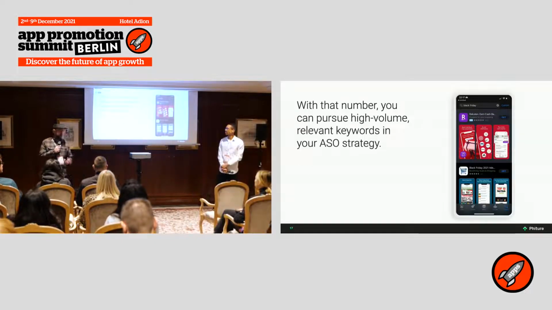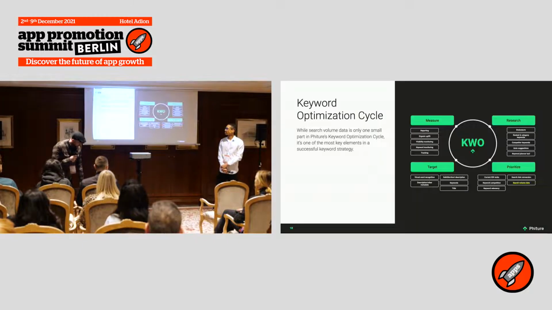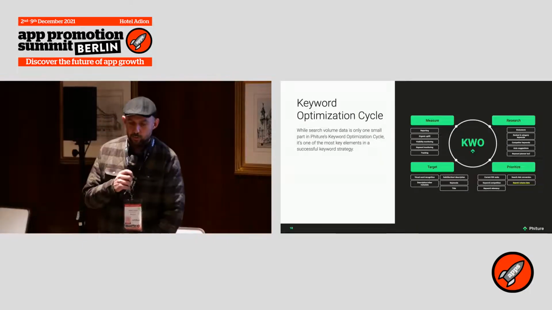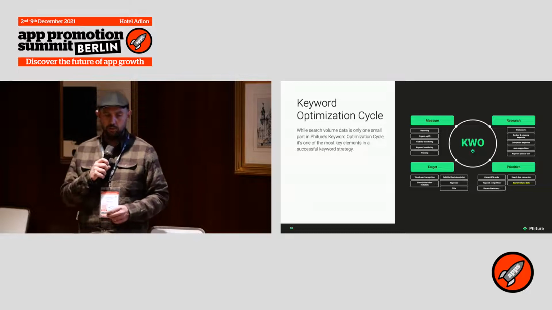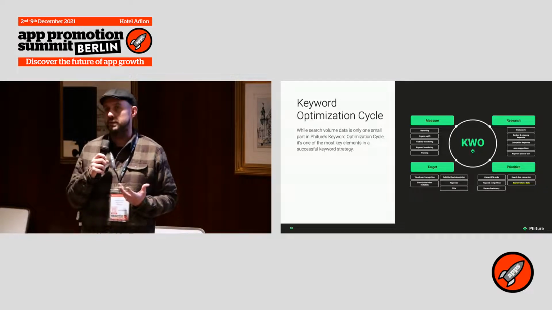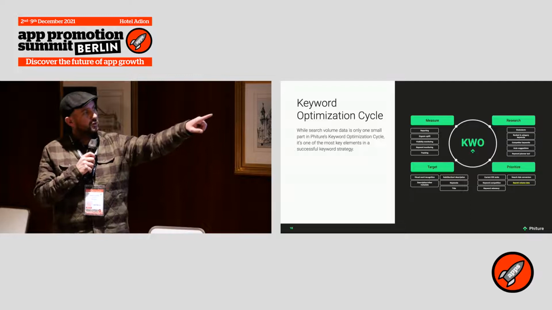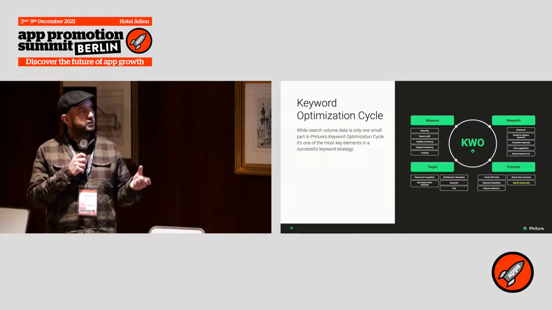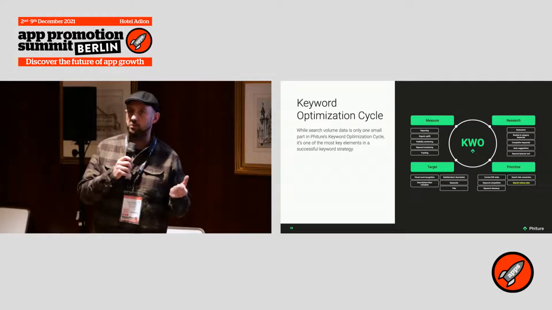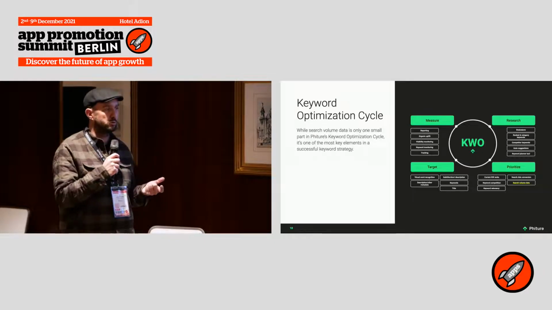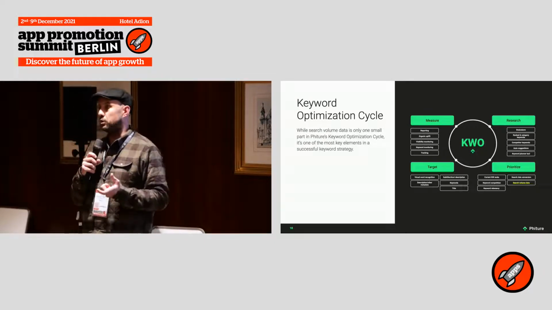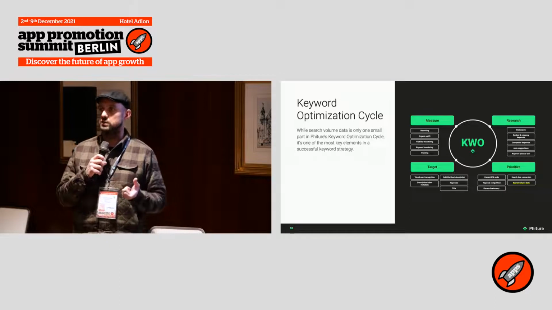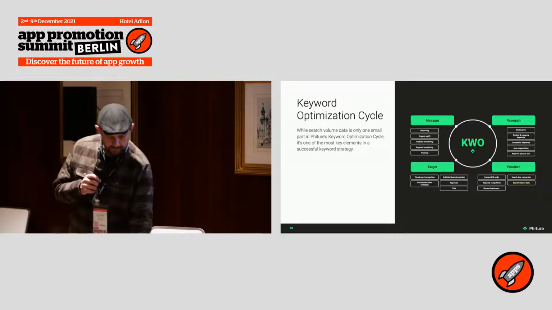So basically with that number, we could now really pursue high volume, relevant keywords in ASO strategies. At Feature, we're using a framework called the keyword optimization cycle. You see that search volume data is only a very small part of the keyword optimization cycle, but I would argue that it's one of the most important parts because it really helps you prioritize your keywords across your metadata accordingly.